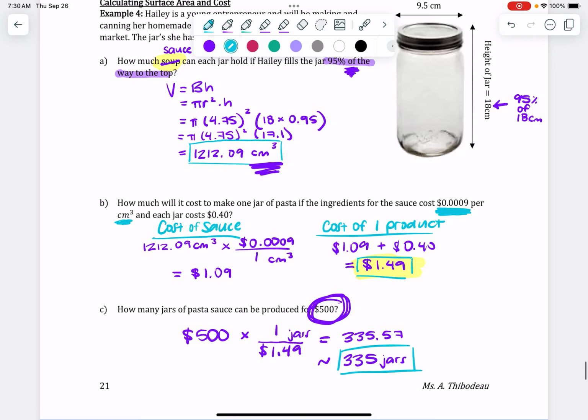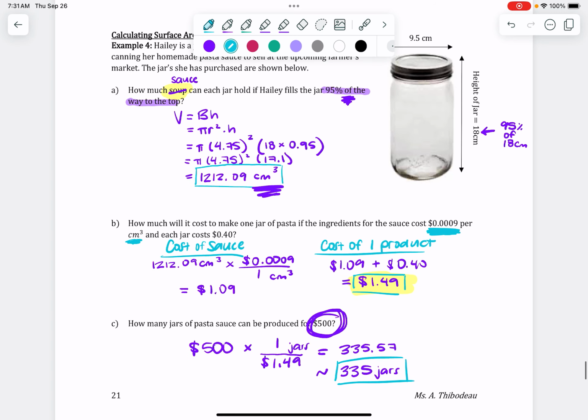Okay, that is it for this lesson. Couple things to keep in mind. Thing number one about this question is I actually didn't have to separate it into 3 chunks. I could have given you this question at the very beginning, given you all of this information, and simply said, determine how many jars of pasta sauce Haley can make for a budget of $500. But sometimes when there's all those steps we have to do in one question, it's easier to break things down.